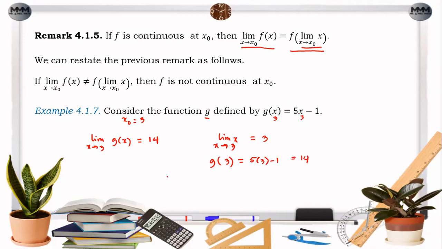Now, as you noticed here, the limit of g of x as x approaches 3 is equal to 14, which is equal to g of the limit of x as x approaches 3. Hence, from the previous remark, we can say that g is continuous at point 3. So that's it. As simple as that.